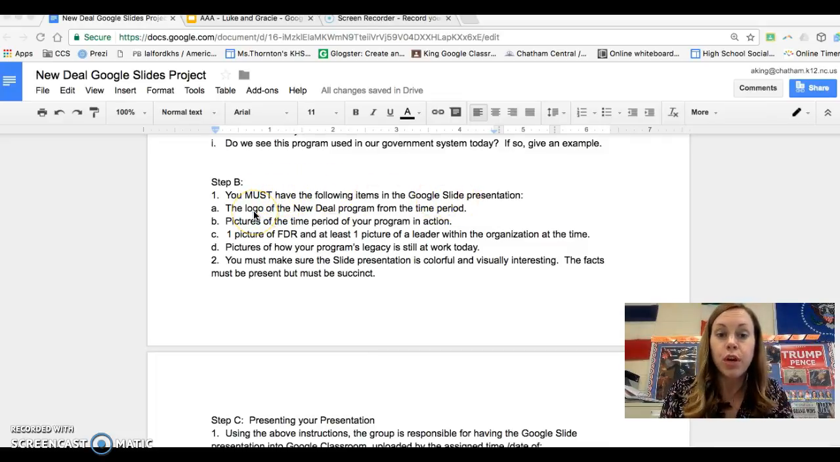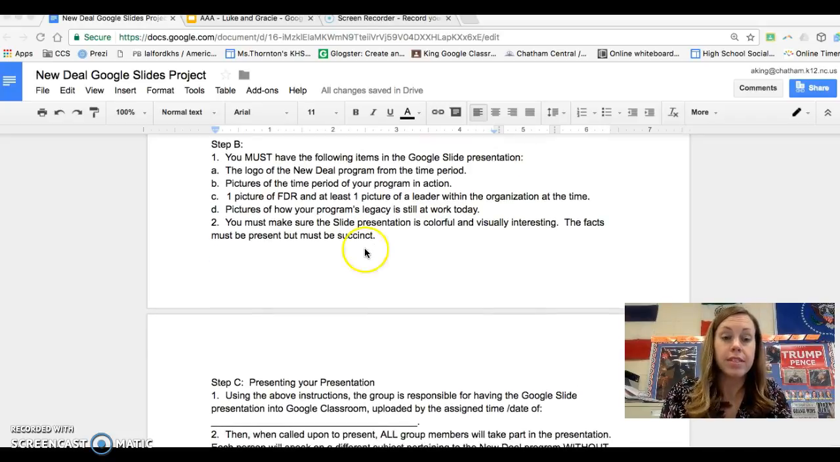You have to have a logo of your program. You have to have pictures from the time period. So these should mostly be black and white pictures of the time period showing how your program was in action. Also, one picture of FDR because he's over the whole thing, but yet one picture of the leader who's in charge of your organization. Pictures of how your program's legacy is still at work today. So a more recent picture of how your program impacts today.